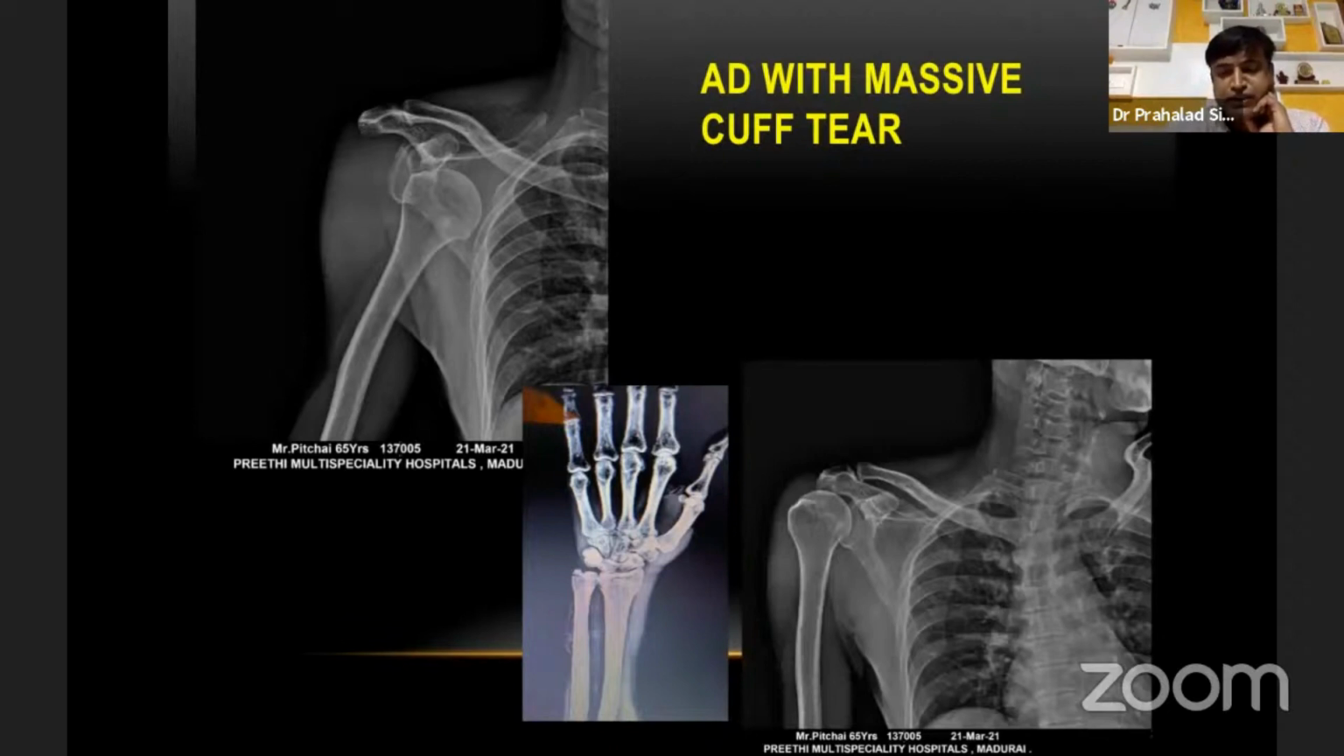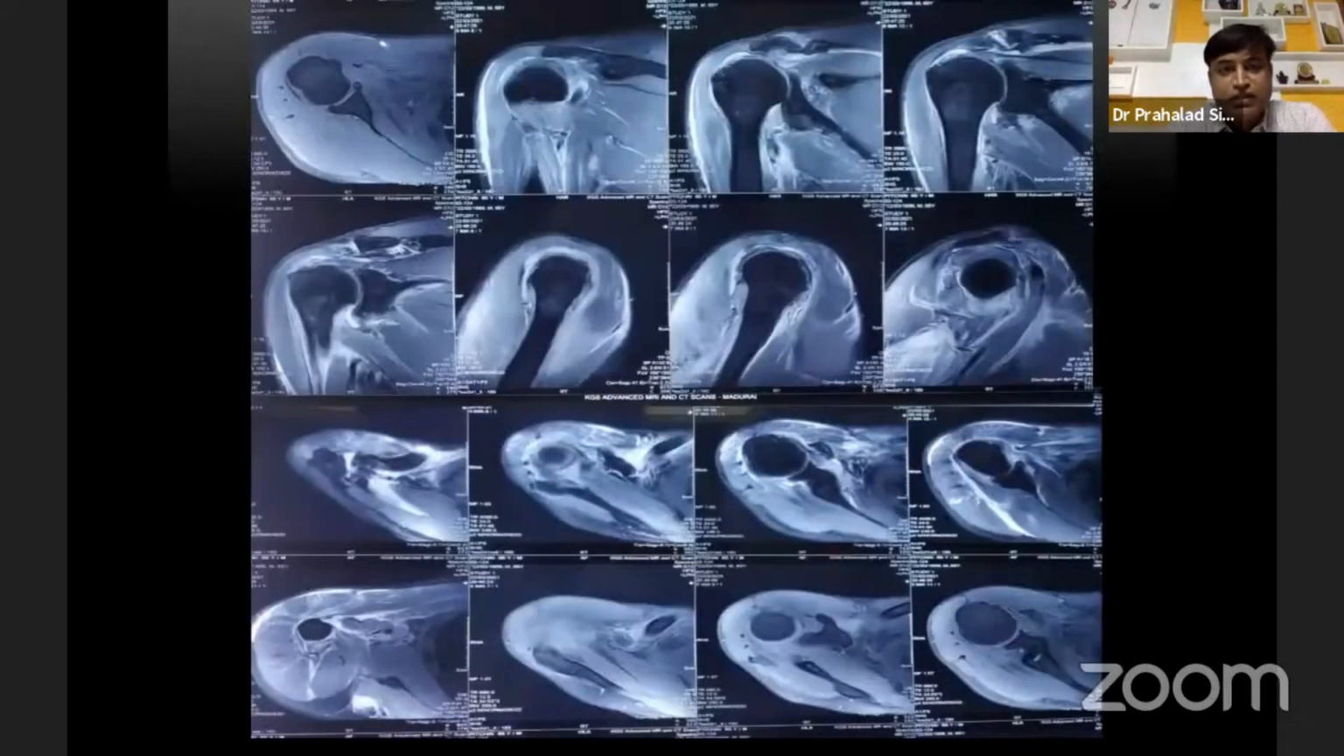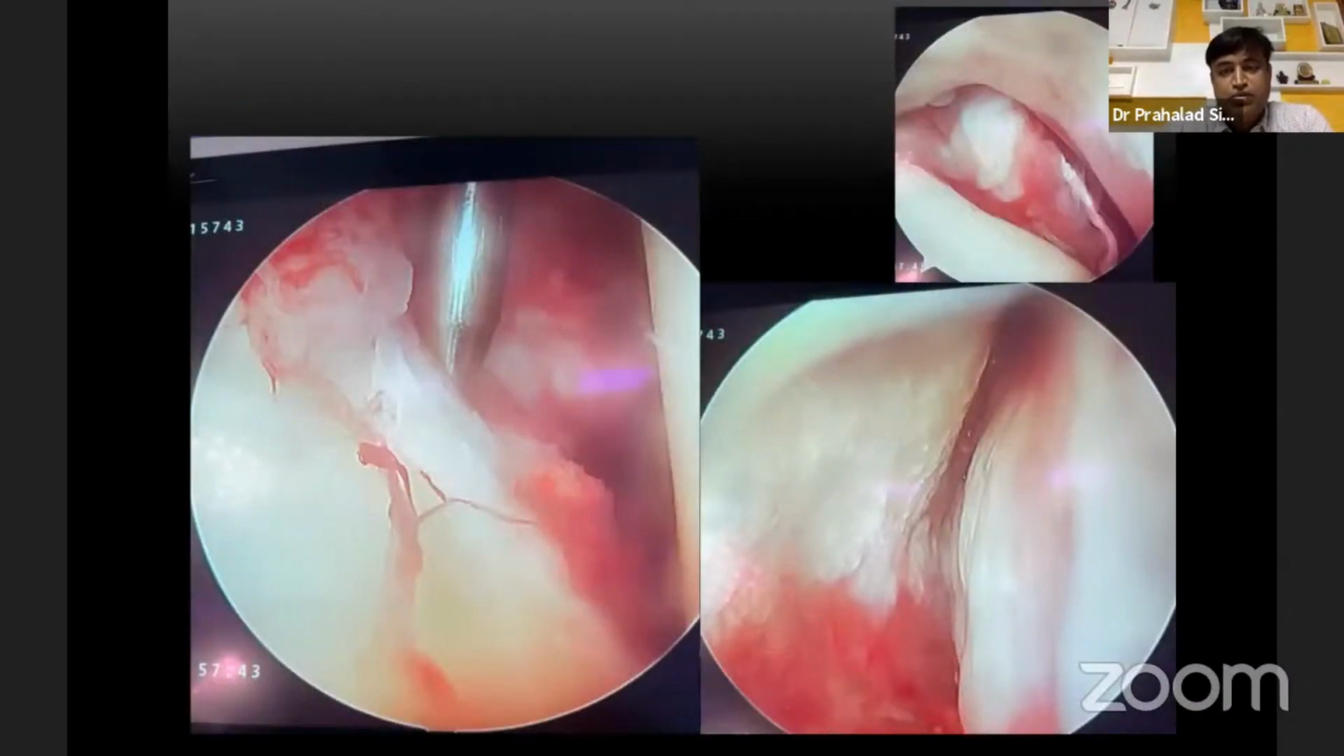This patient we treated conservatively, and when he came back after 1 week, he was not able to lift his arm, so we suspected a pan cuff tear. So we advised an MRI. The MRI confirmed that he had a pan cuff tear, so we decided to take him up for the procedure and repair the cuff.